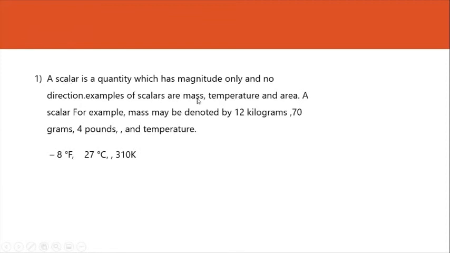As I said before, yung mga kilograms. Temperature is yung mga degree Celsius, tsaka Kelvin, at tsaka yung area. Okay, that is the example for scalar. For example, 12 kilogram, 70 grams, then 4 pounds, and sa temperature naman is negative 8 degree Fahrenheit, then 27 degrees Celsius, and 310 Kelvin. Okay, that is the example for scalar.